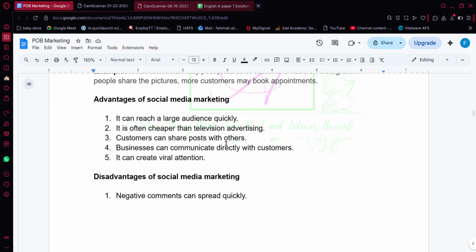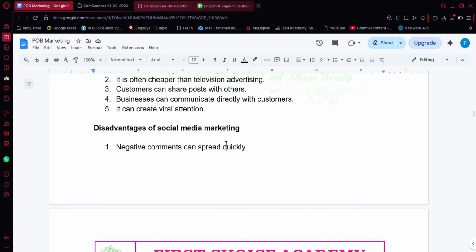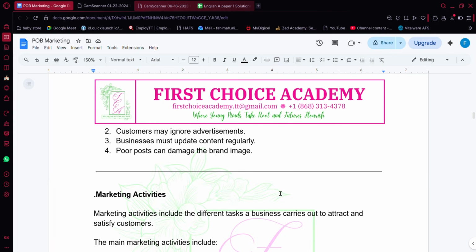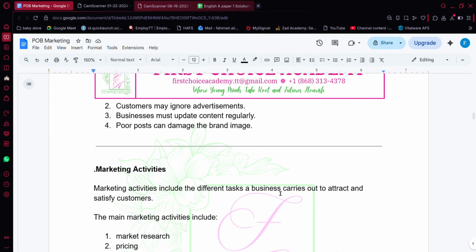Disadvantages of social media marketing would be negative comments can spread quickly. Customers may ignore advertisements. Businesses must update content regularly. Poor posts can damage the brand image.